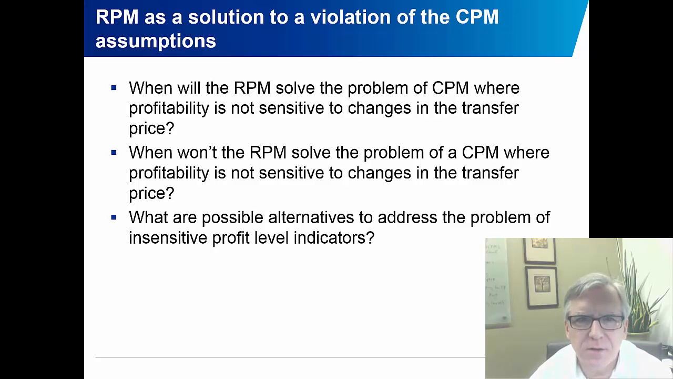And one of the things we want to talk about here is when can the resale price method be the preferred method over the comparable profits method. There'll be times when a resale price method may resolve some of the problems where the comparable profits method isn't particularly sensitive to the transfer price because it's much more influenced by other transactions that are not the related party transaction. But there'll be times when the RPM won't solve the problem, and we can think of other alternatives that we might take. But let's just walk through some examples to get some ideas here.